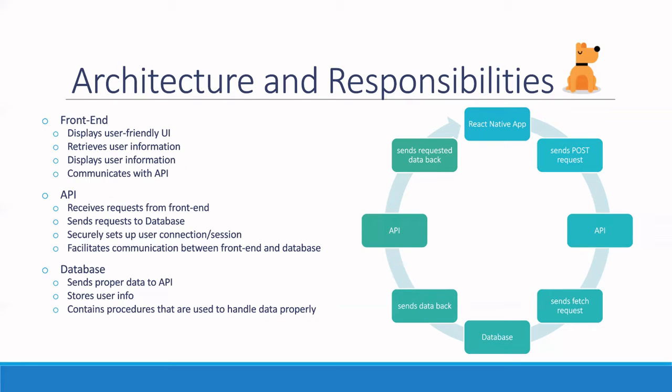So the front end is primarily used to display the UI and retrieve user information, as well as display the user information, and it communicates with the API. The API will send requests from the front end to the database and will create a secure connection for the user. And the database will retrieve the proper data from the API, store the user info, and then it also contains the procedures we need to handle our data properly.